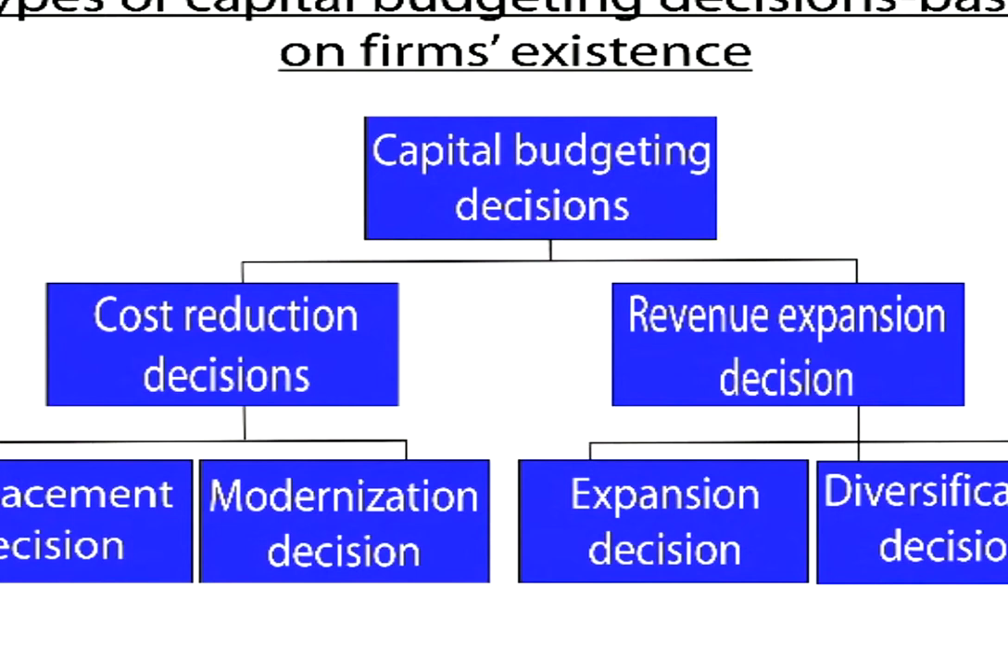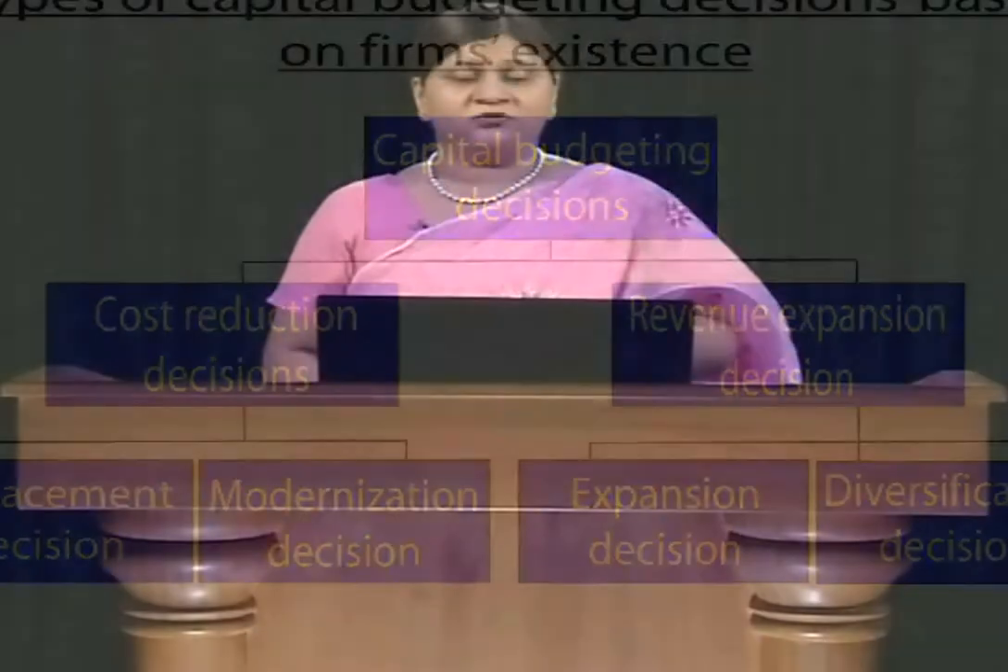Students, having understood the process of capital budgeting, we shall learn about types of capital budgeting decisions. Capital budgeting decisions can be based on firm's existence or on nature of decision. What are the capital budgeting decisions which are based on firm's existence? They can be either for cost reduction or for revenue expansion. Cost reduction decisions shall focus on reduction of operating cost and improving efficiency, while revenue expansion decisions will focus on increasing sale, new products, product version, etc.